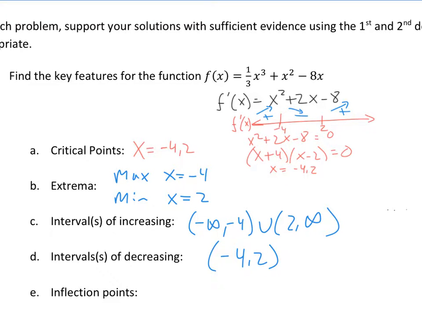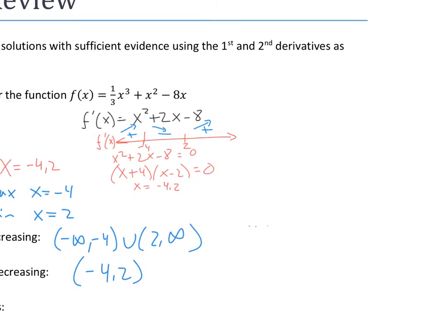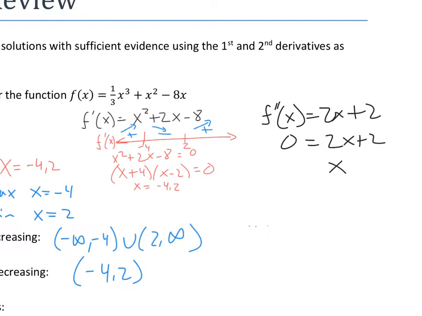So inflection points now. To find some inflection points, we're going to need to find the second derivative. So let's come on over here. Here's our first derivative. We'll take the second derivative of that now. Polynomial makes a nice quick derivative. Now let's set it equal to 0 and solve it. And so we can subtract 2, divide by 2, and we get -1.